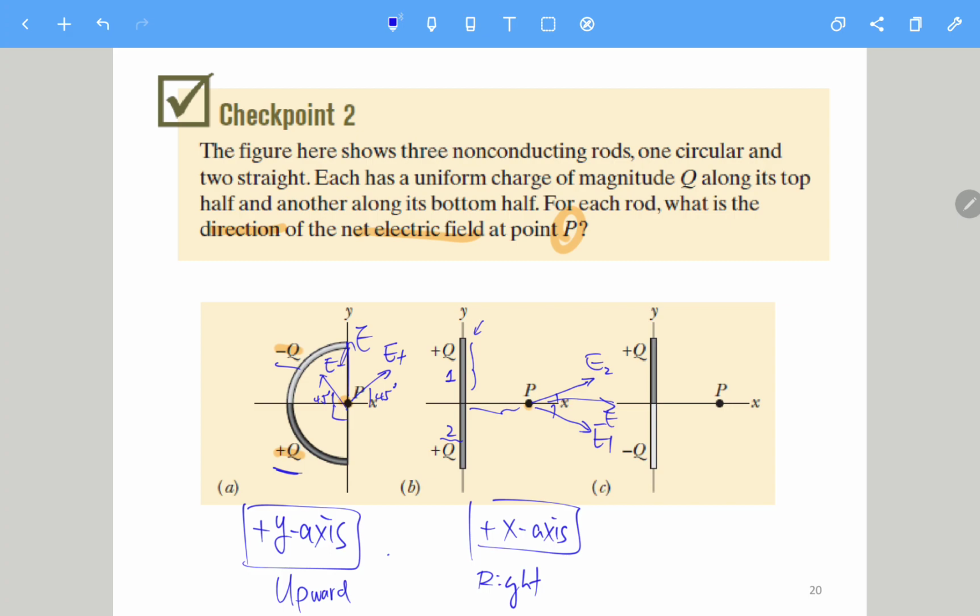Okay, for part C, this is 1, this is 2, so still E1 will be similar. And E2 will point toward the negative charge, so it points to the bottom left. So this is E2. Altogether, E will point downward, or the negative y-axis. Both have the same meaning.